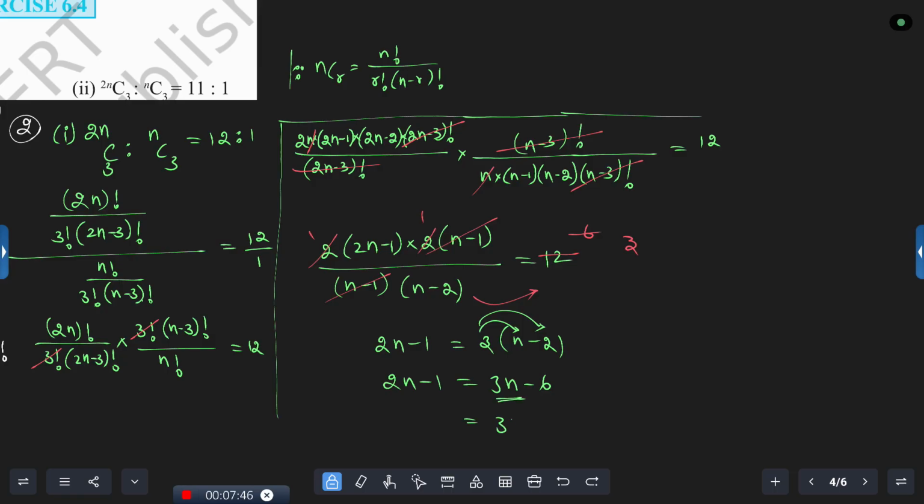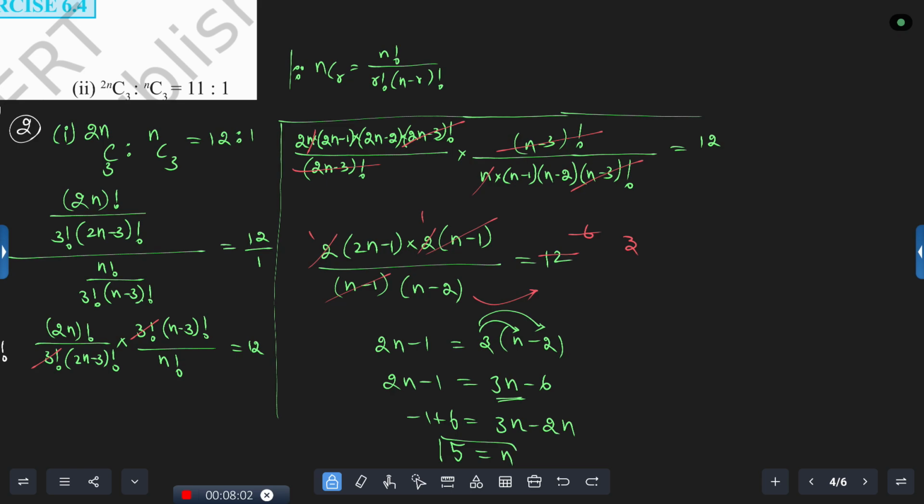So 3n, let it be as it is. 2n, when you send it to the opposite side, you will be getting minus 2n. That minus 1, let it be as it is on the left hand side. Minus 6, when you take it to the opposite side, it will be plus 6. So when you simplify, that will be 5 equal to n.